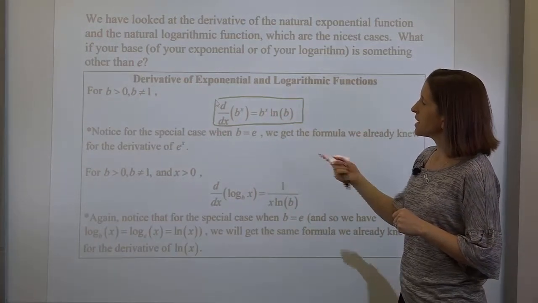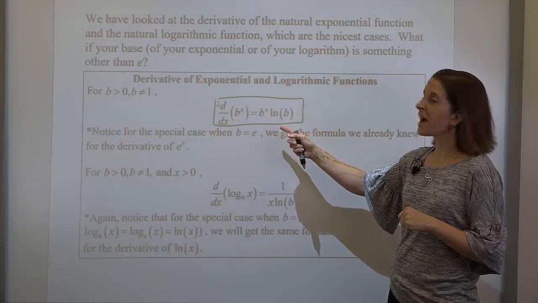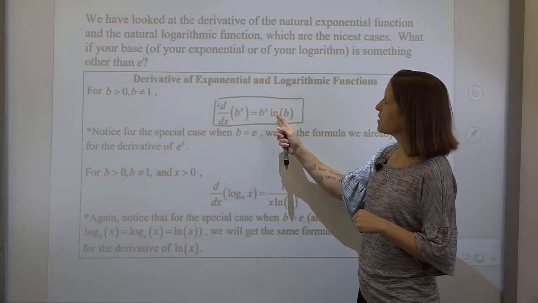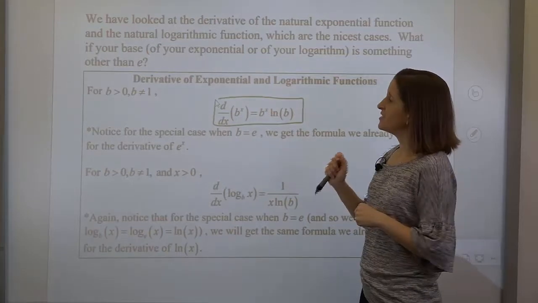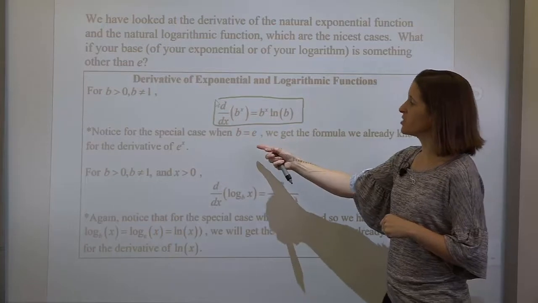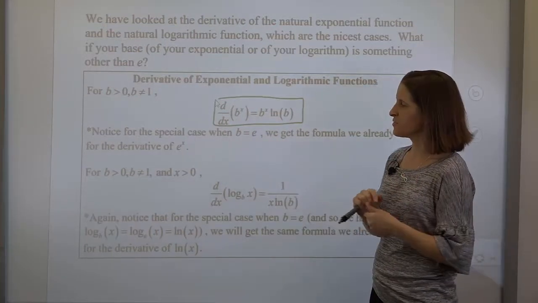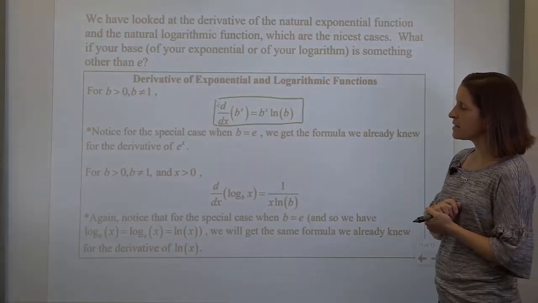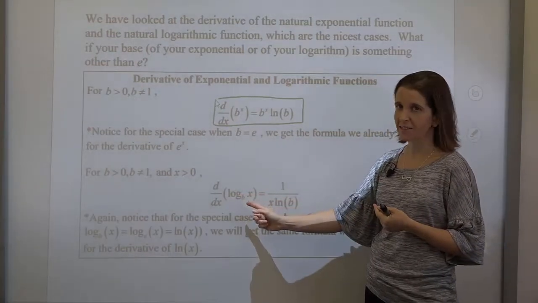Now notice that if your base were the number e, this does still work out, because we'd have e to the x times ln of e, but ln of e is 1. And so really this rule encompasses everything. It's just that e is so nice that it's kind of nice to keep it separate, so that you can get that derivative really fast.